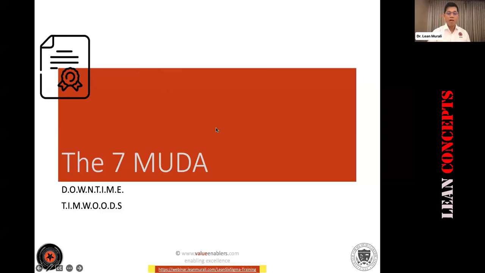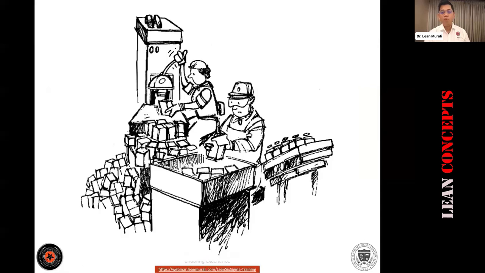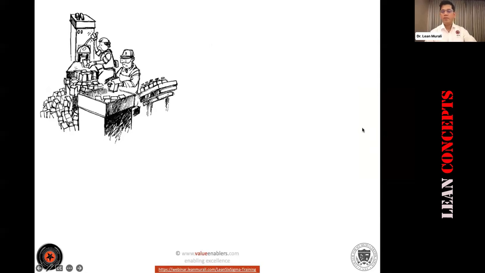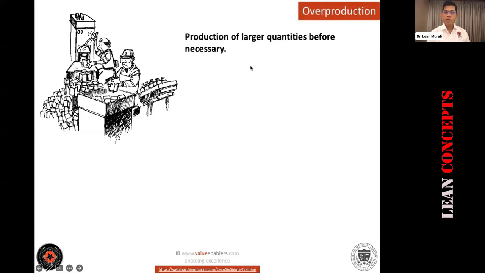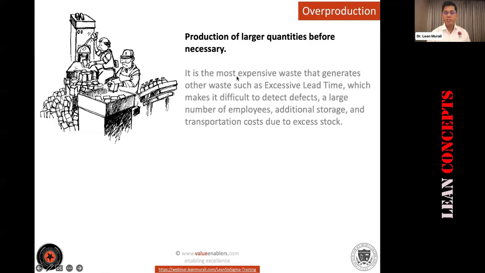Now, with this background, I'll go to this one. What do you see? What form of waste do you see here? The predominant one is overproduction. Overstocking. Okay. Now, let me explain to you overproduction. What is overproduction? Producing larger quantities before necessary. It is not only in manufacturing, it is also in the service industry. In the next session, I'm going to tell you what the 8 types of waste in the service industry are. Okay. Overproduction is the most expensive waste that generates other waste such as excessive lead time, which makes it difficult to detect defects.